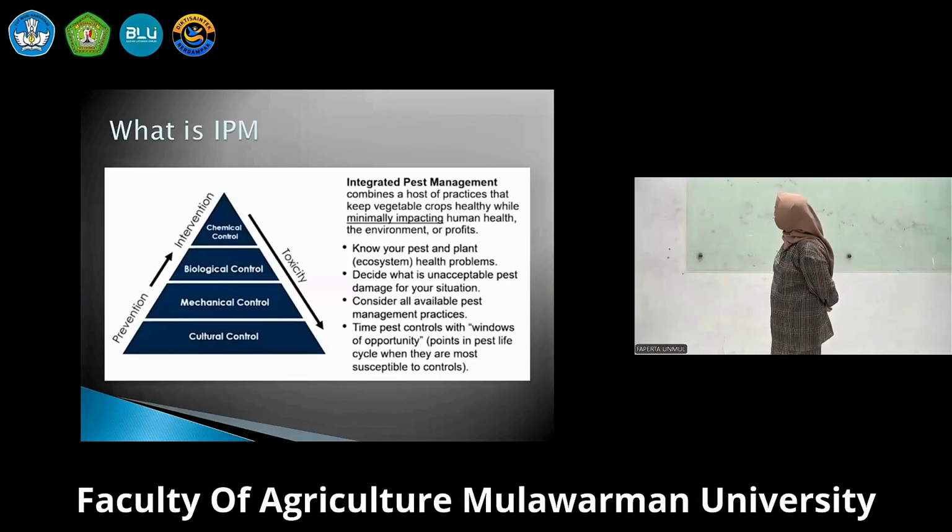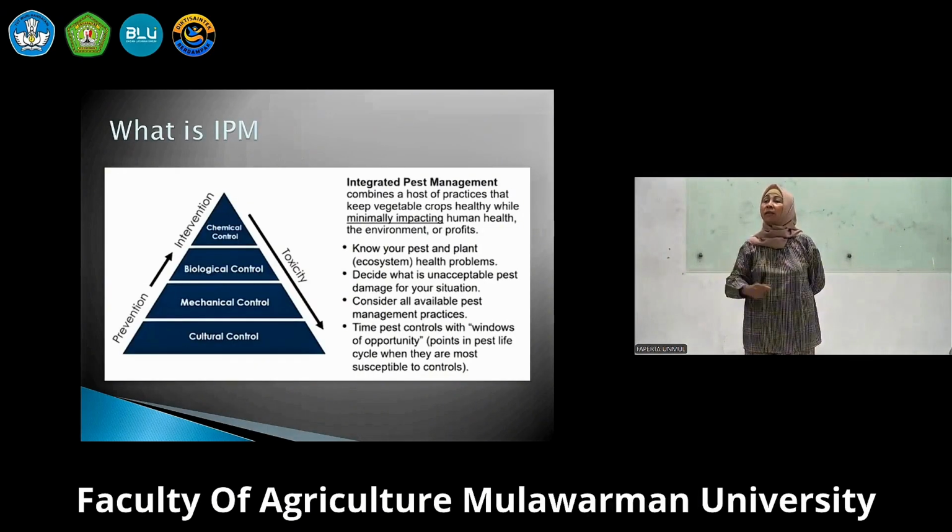The best line is cultural control, meaning the toxicity is the minimum one. And then when we go up, the chemical control is on the peak. Why on the peak? Because in the IPM, chemical control must become the last one. If we cannot avoid it anymore, so we go with the last one.